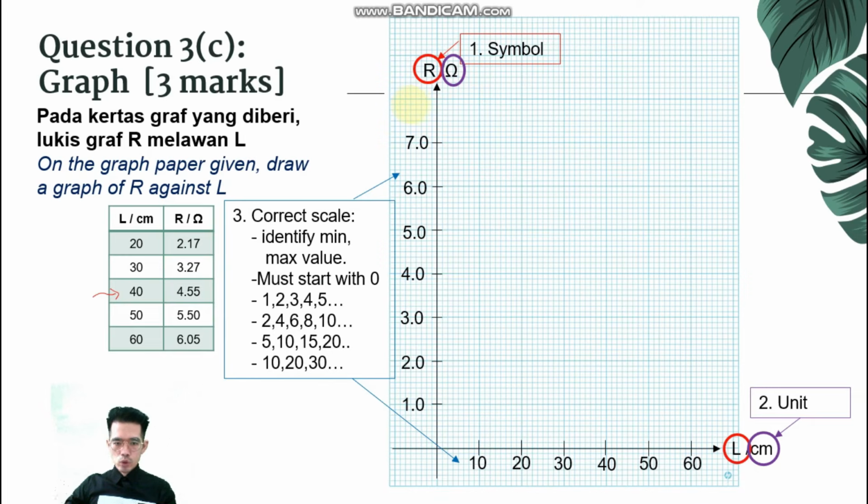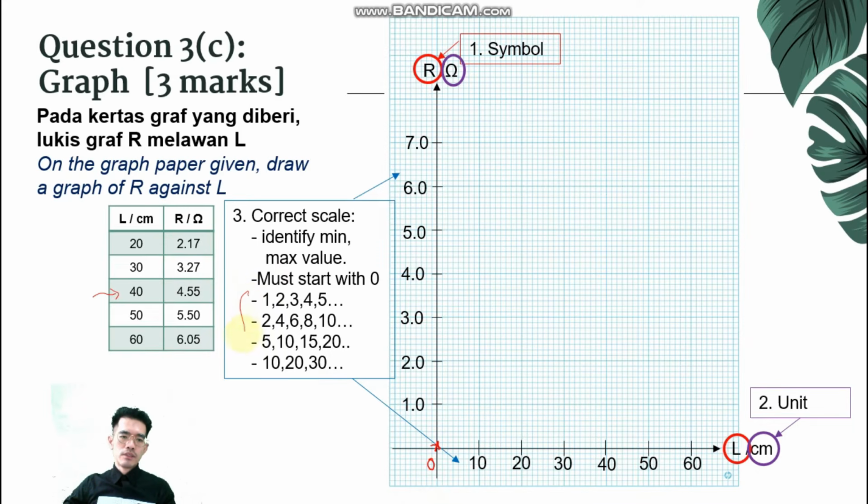Third, you have to give the correct scale. So how do we get the correct scale? You have to identify the minimum and maximum value. For example, for the resistance, the minimum value is 2.17 and the maximum value is 6.05. So you can see the y-axis, the maximum value here must be more than 6.05. Second, you must start your value with 0. So here must be started with 0.